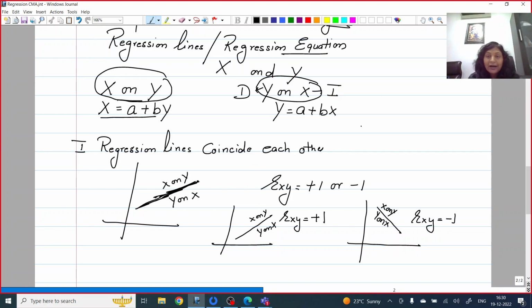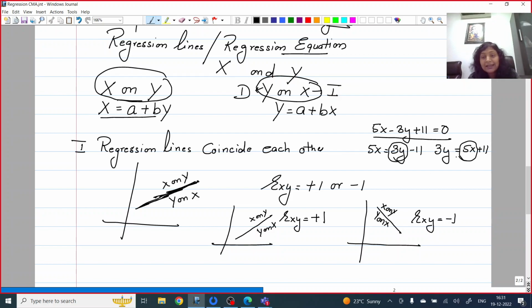Sometimes you are given an equation like 5x minus 3y plus 11 equals 0. With the help of this equation you have to find the correlation coefficient. That means this equation is x on y and the same equation is y on x. If we want to compute x on y, the equation becomes 5x equals 3y minus 11. And when you want to compute y on x, it becomes 3y equals 5x plus 11. In the last class, we discussed that if you have two equations, you have to find the sign of the coefficients of x and y. In both cases, the signs are the same, so your correlation is perfect positive. And if the signs are in opposite directions, then it is perfect negative correlation.